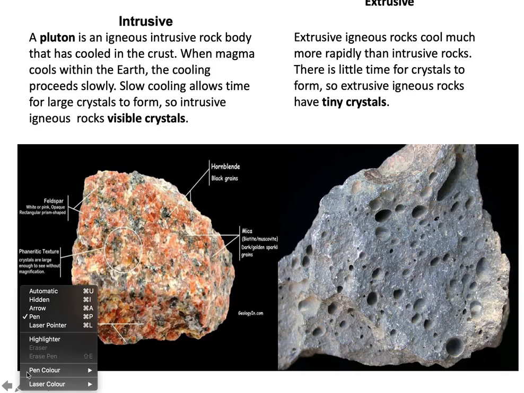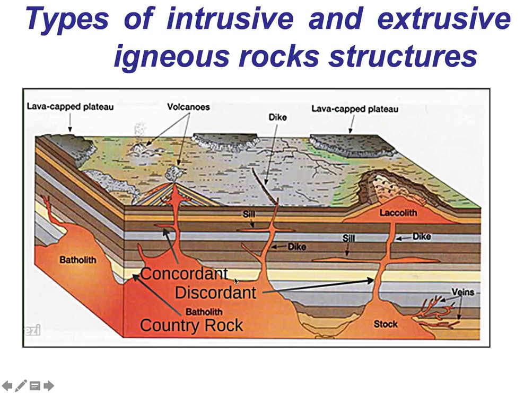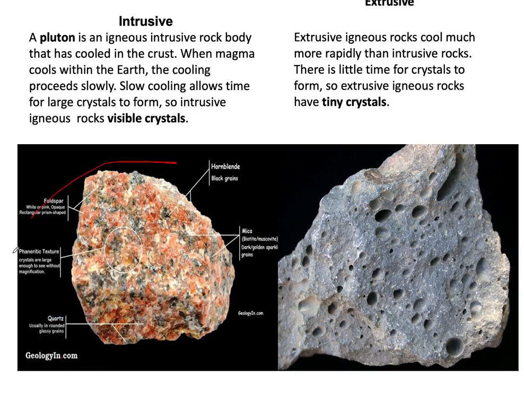Let me change the color of this pen. Okay, red will be clearly visible, it has a larger wavelength. So this is granite. This is an example of granite. You can clearly see, this is a naked eye picture, right?